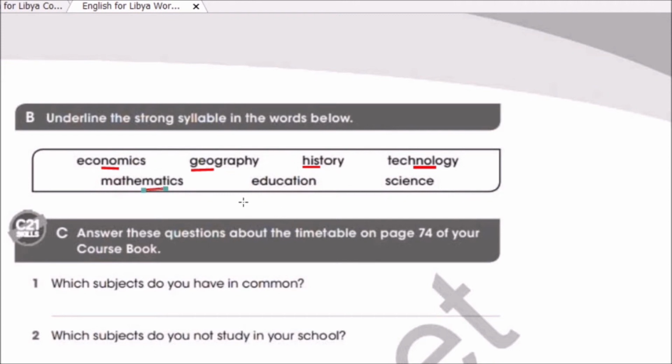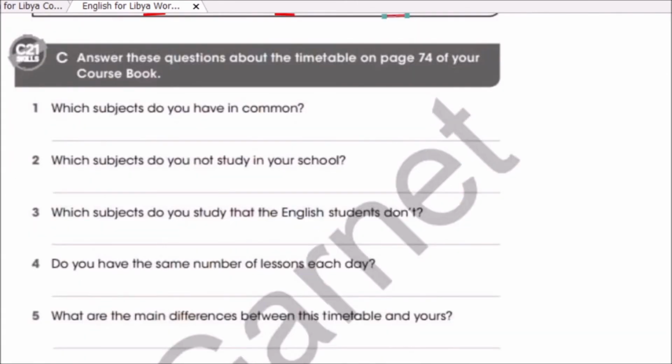Number 6, education. Very good. It's here. Good job. And the last one we have is science. So it's over here. Very good. Now let's move on to question C.